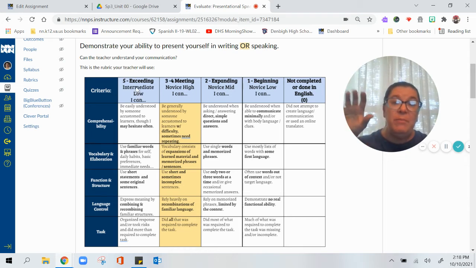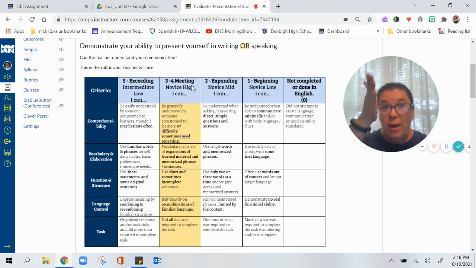Exceeding means you went above and beyond. Meeting, you're hitting right where you're supposed to be. Expanding means you're getting there. Beginning means, okay, you're beginning, you're trying, this is what we need to work on. I think the not completed or done in English is pretty self-explanatory.